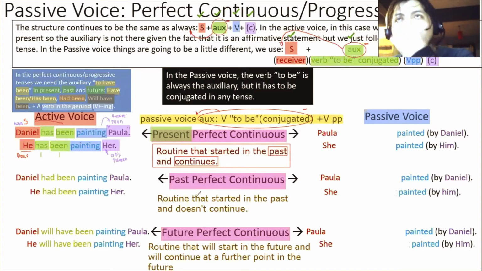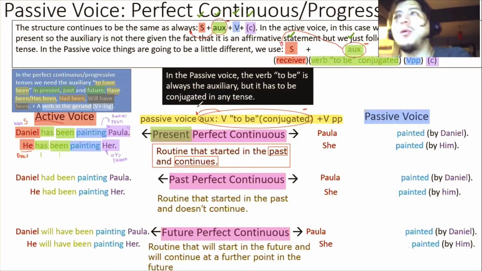Another possibility is that Daniel has been painting Paula. Maybe he started painting her 3 years ago, and today they continue to meet and he continues to paint her. So maybe he has been painting her for 3 years or since December. Okay, this is the present perfect continuous, something that started in the past and continues in the present. Okay, now how do we change this into the passive voice?